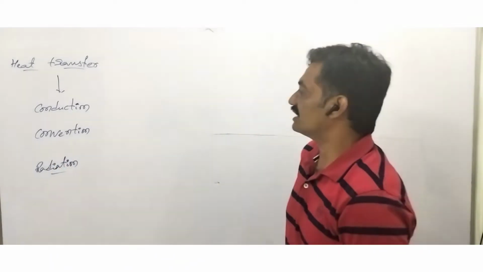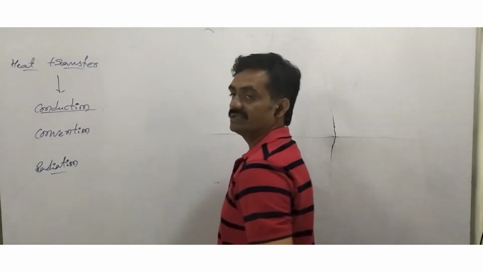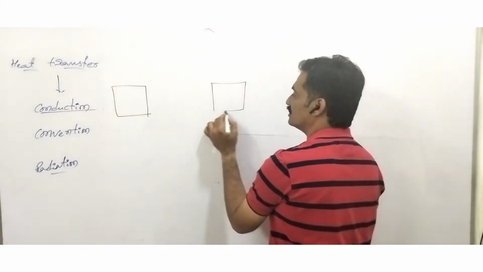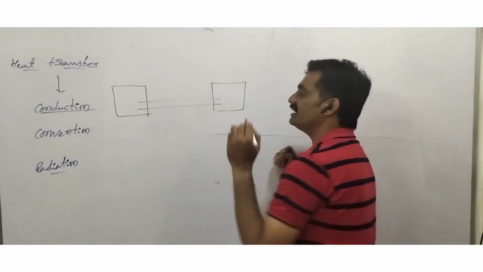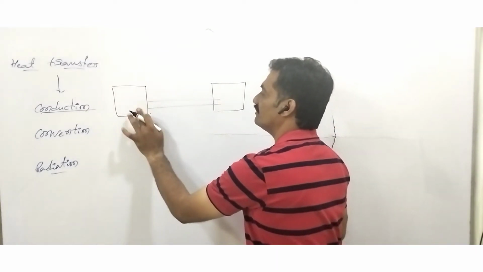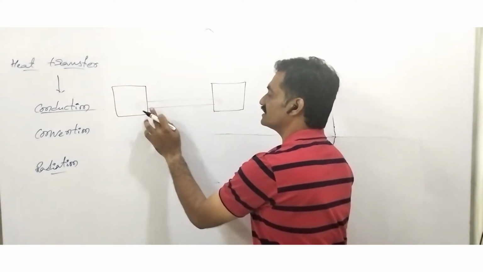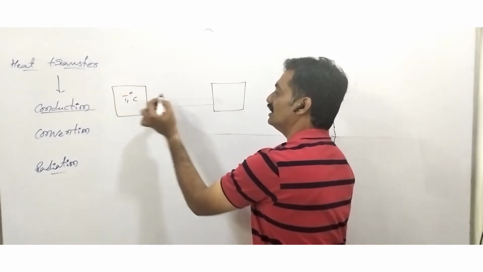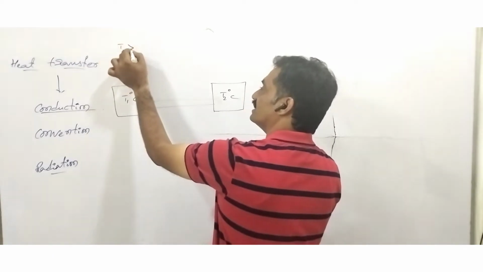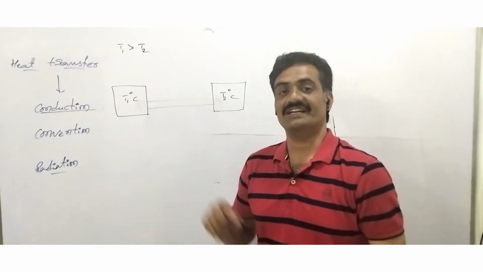As you observe, the conduction process takes place when two bodies are in contact. Means if I consider a hot body as well as a cold body, and these two bodies are connected by using a rod, without the transfer of matter, heat is transferred from the higher temperature body to the lower temperature body. Here the condition is that T1 is greater than T2. This process is known as conduction.